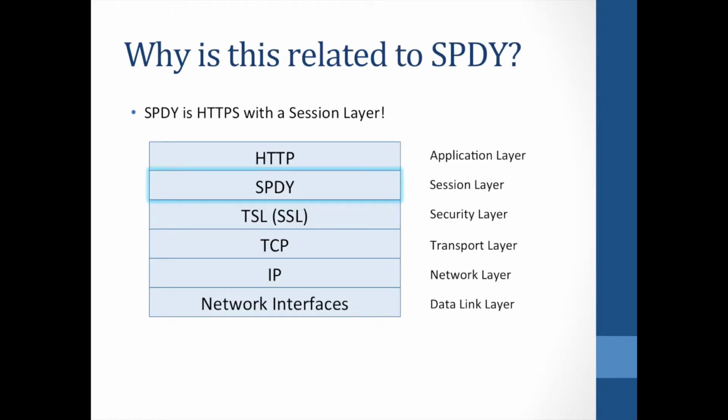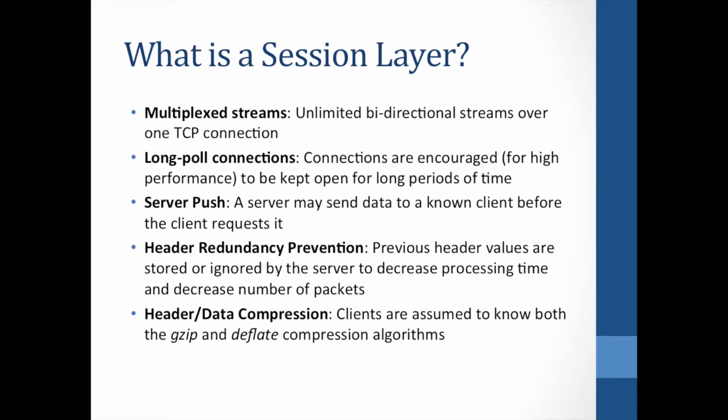Right in the middle between HTTP and TLS. It's called a session layer. And what's in this session layer that they've implemented? The biggest feature is multiplex streams. So multiplex streams are a way of allowing one TCP connection to act almost as many TCP connections by creating virtual streams over which you send data.